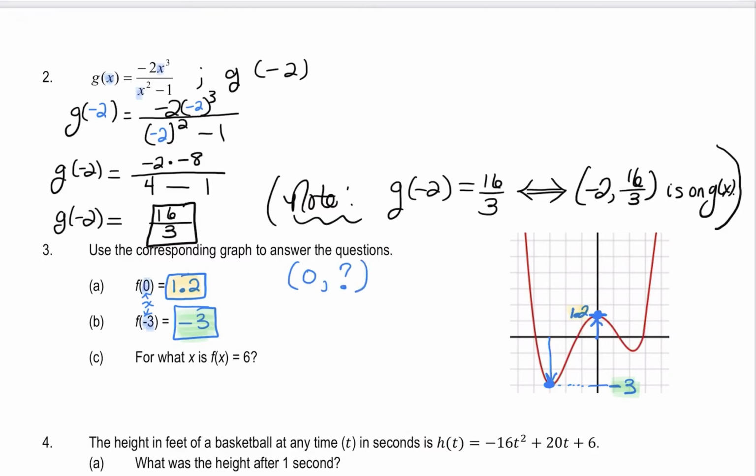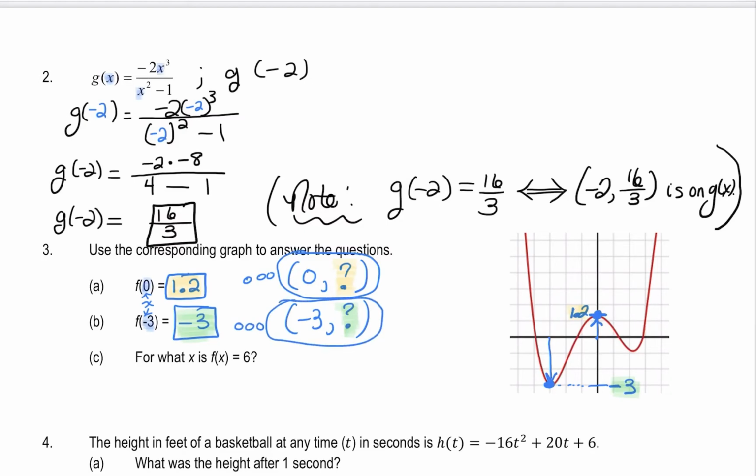0 comma what is on the graph, or negative 3 comma what is on the graph, right? Those are the questions that we're seeking when we first are looking at those problems. So maybe just thinking in those terms makes it easier. I don't know, just a little different way to think about that.